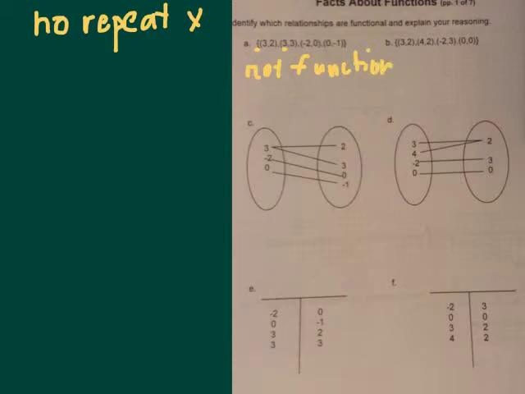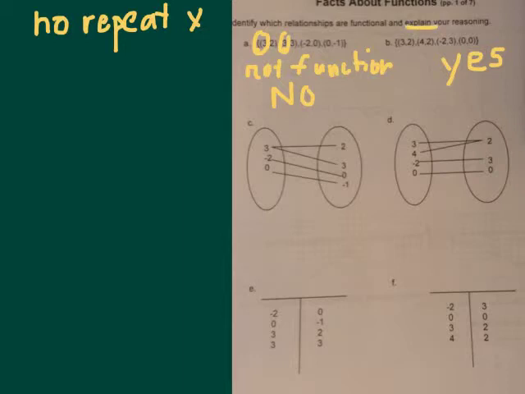But now we'll look at B. It has 3, 2, 4, 2, negative 2, 3, and 0, 0. Well, there's no repeating x values. I don't have any numbers that repeat, so it is a function. So I'm going to put yes. This one is a no because of these two 3's right here. And this one is a yes. There's no repeating x values. So when you explain, write no repeating x's.